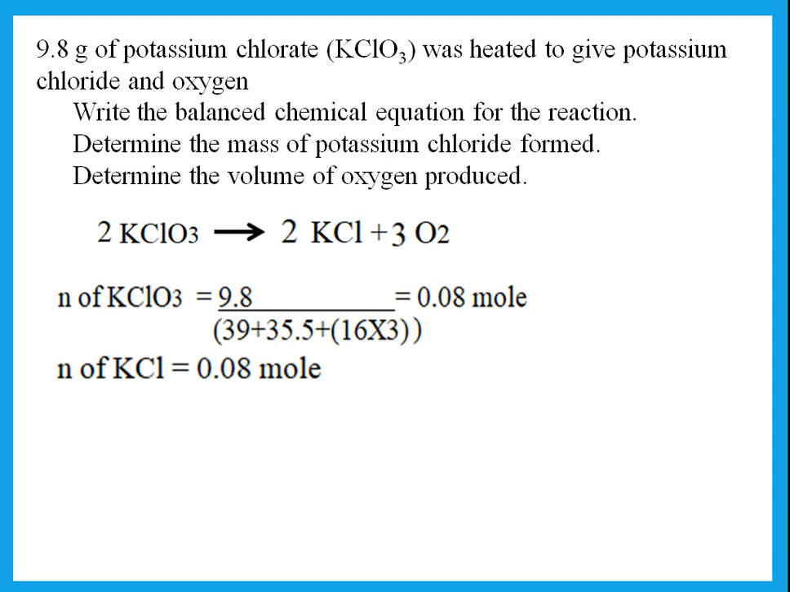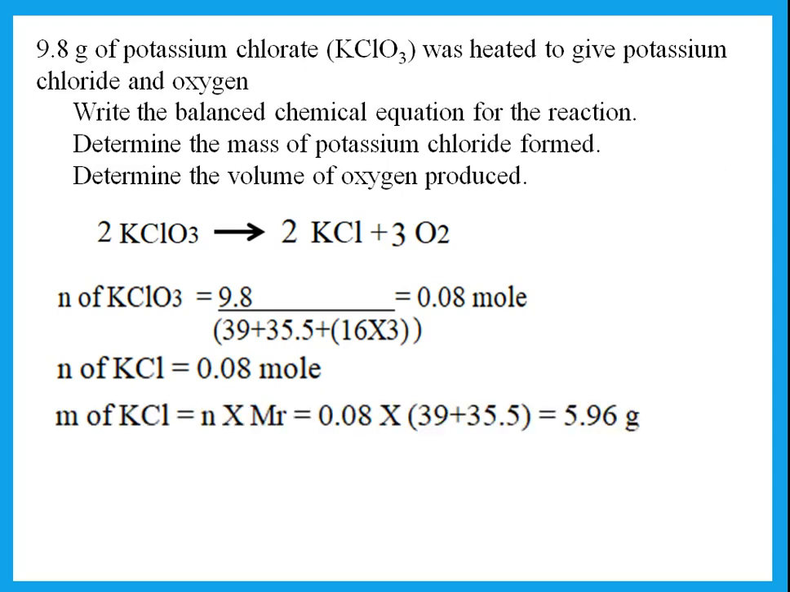Now what is he asking for? Mass. We know that mass is number of moles times Mr. We multiply the number of moles that we have times the Mr of what we're talking about now, the KCl. And that comes out to be 5.96 grams of KCl. So that means that if I start with 9.8 grams of the potassium chlorate, I will end up with 5.96 grams of potassium chloride.